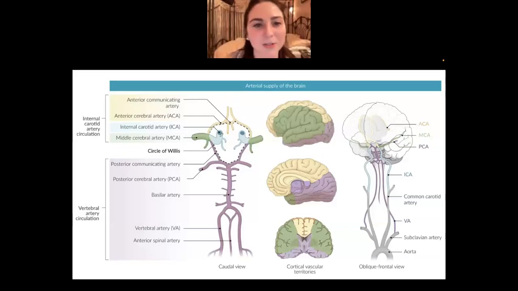Okay. Here's another picture. This is from Amboss, again showing you the circle of Willis. Here's your ACA up here, your MCA here, and then your PCA here.